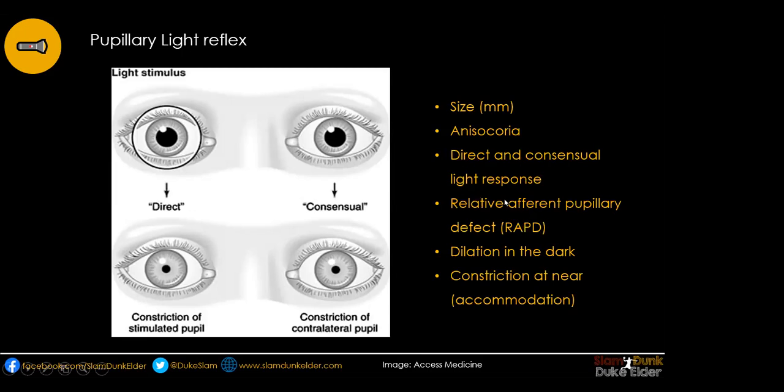You'll look to see if there's any relative afferent pupillary defect, or RAPD, which we will be talking about a bit later. You'll want to assess the dilation of the pupil in a dark room, and that's because if there's any asymmetry, you want to make sure that the difference is the same in light and in the dark. And you'll also test the accommodation response, which we talked about in the physiology lecture.